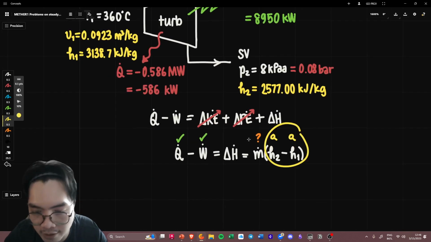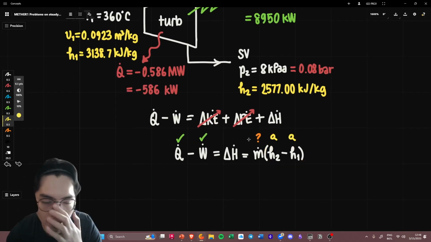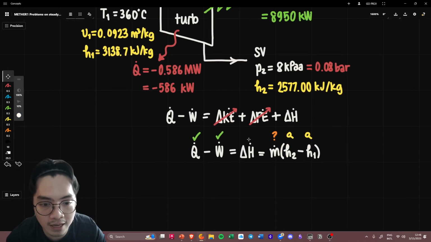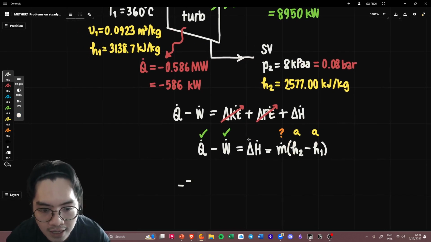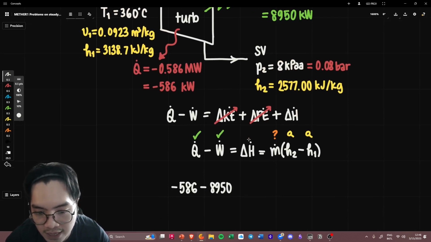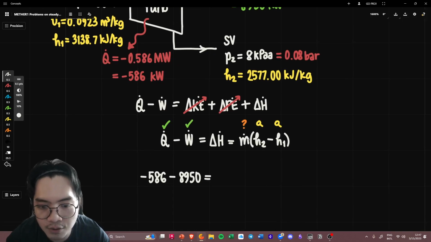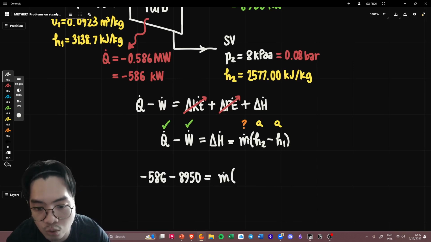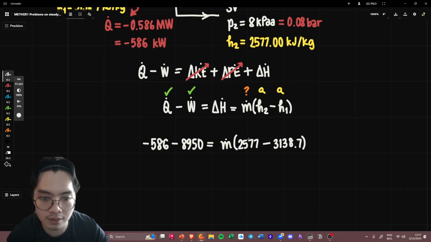Now we have our values of H2 and H1, and so we can just plug everything in. Your Q is negative 586 kilowatts, your W is 8950. All of these are in kilowatts. And your m dot here is in kilograms per second. Your H2 is 2577 minus your H1, 3138.7. If you want, you can shift solve this.